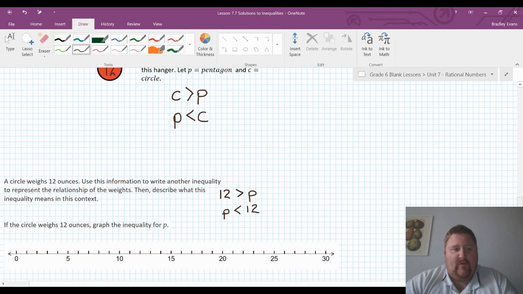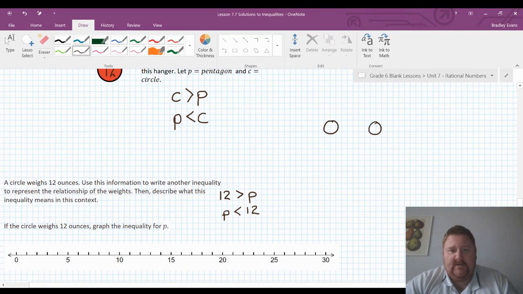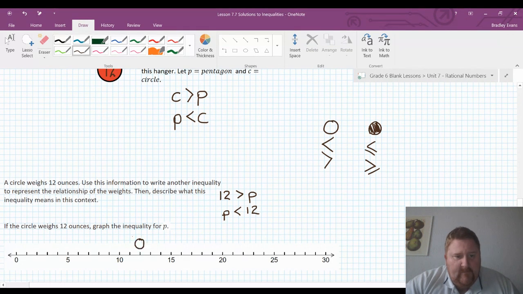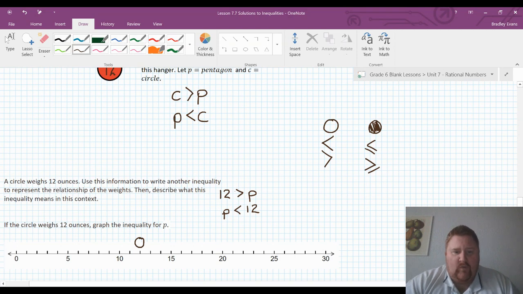Let's see, does the question ask us to graph it? Yes. So if the circle weighs 12 ounces, graph the inequality for P. Okay, so first I need my circles. Which one am I going to use? Colored or not colored? I'm going to use a non-colored one because 12 is not a solution. So I'm going to find 12. And 12 is greater than P, or P is less than 12. So both of those inequalities I'm going to graph here.